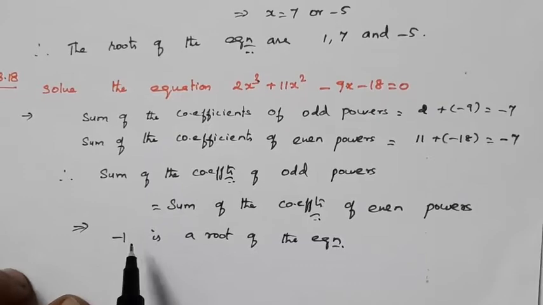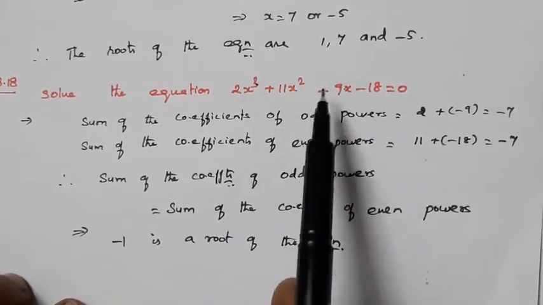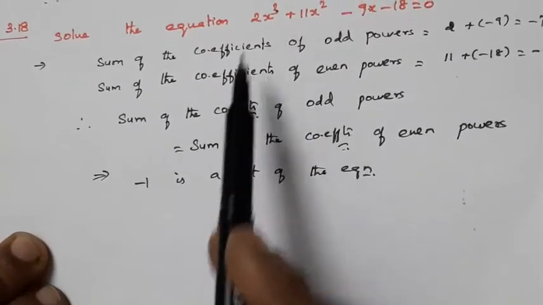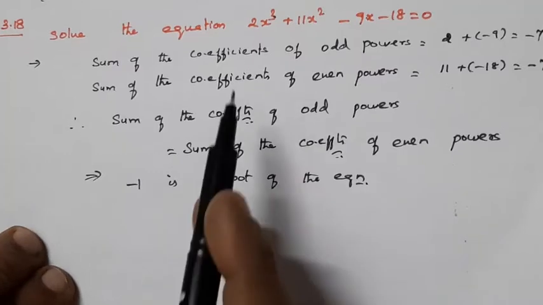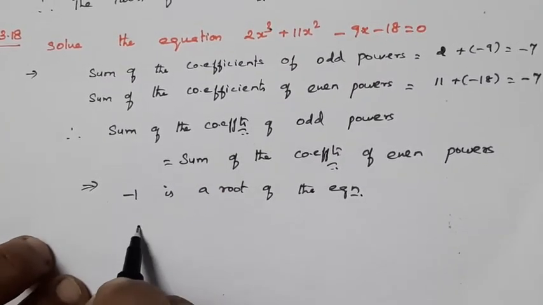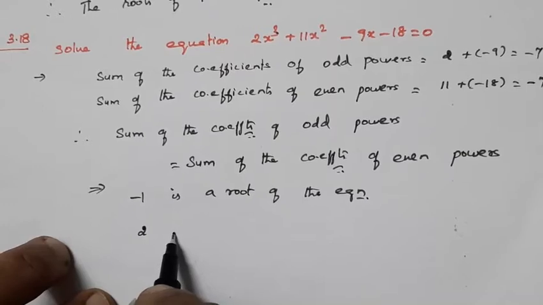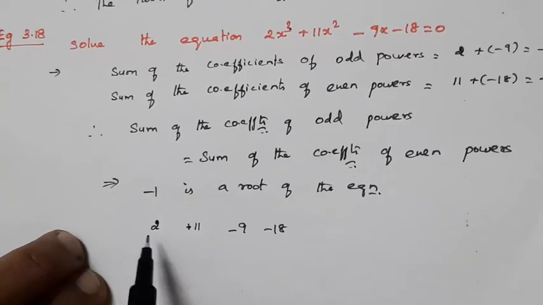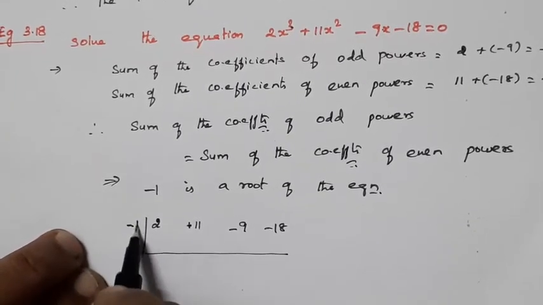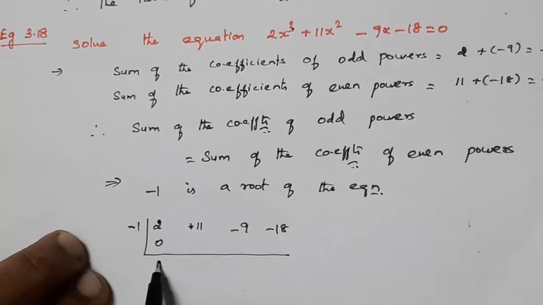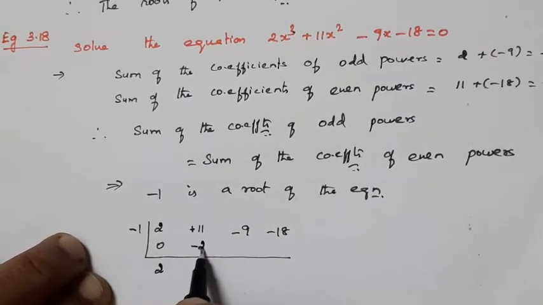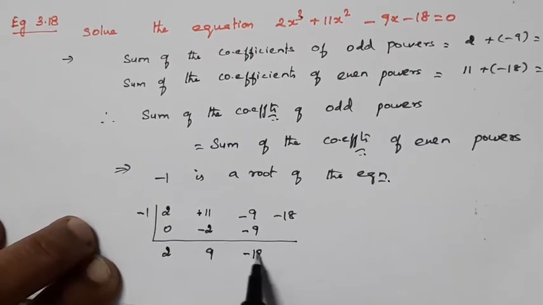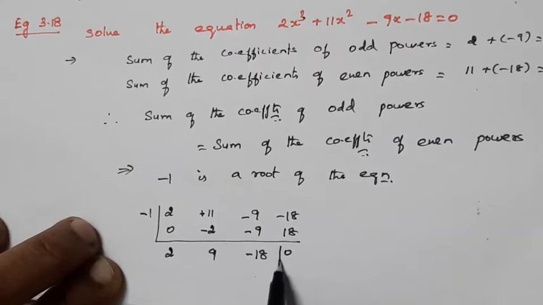Then after getting one root, you have to divide the left hand side of the polynomial by the factor x plus 1. This is also one technique, but instead of using long division, we can use the synthetic division method as it is a cubic equation. So using the synthetic division method, we write the coefficients as 2, 11, minus 9, minus 18, and it is divided by minus 1. So 0, 2 plus 0 is 2, and 2 into minus 1 is minus 2. So 11 minus 2 is 9, and then minus 9 plus 9, this will be minus 18, so plus 18, and the remainder is 0.